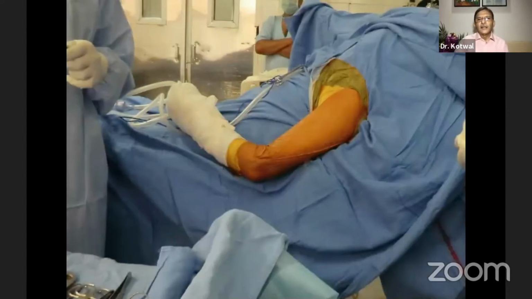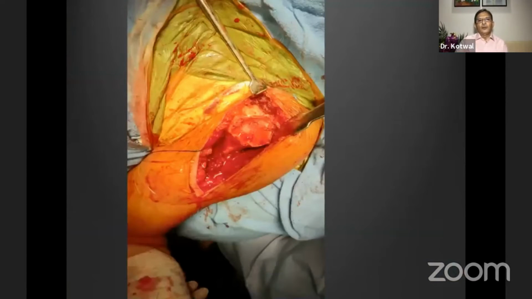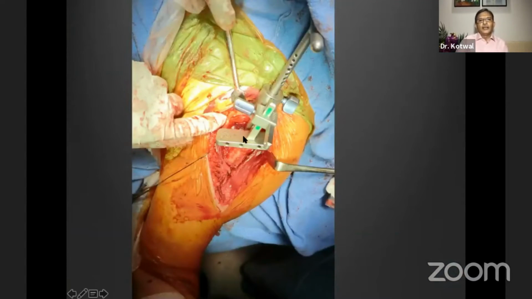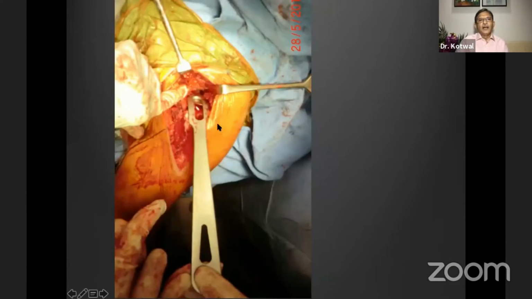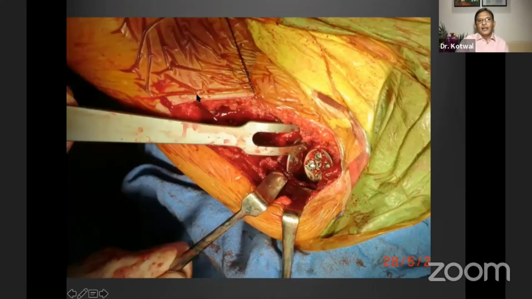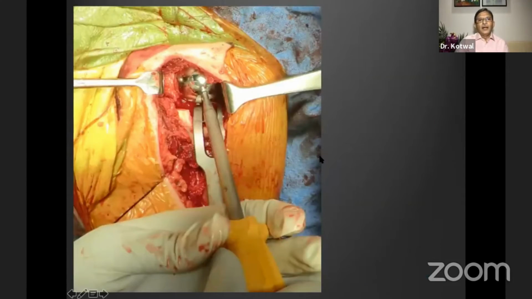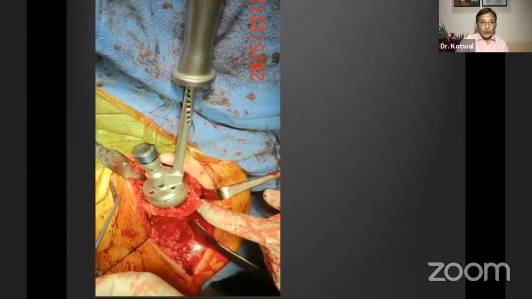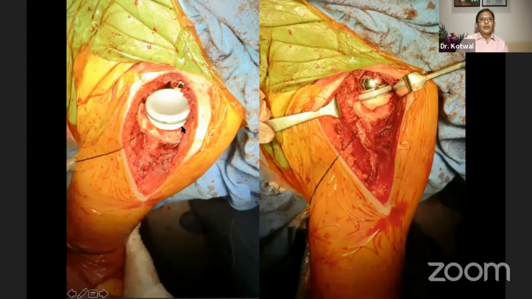Just to quickly run through the steps: the beach chair position, deltopectoral approach, and you would take the cuts in the humerus. Once the humerus cut is taken, you approach the glenoid and work on the glenoid, then you put in a metal base plate, and then you fix the convex head onto the glenoid side. And this is the humeral canal, and you are putting in the humeral component with a concave plastic at this end. And this is how the articulated joint will look in the operation theater.